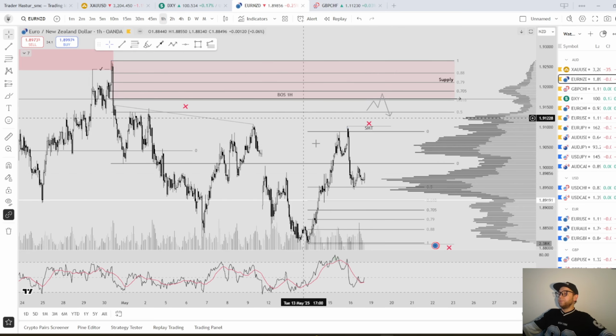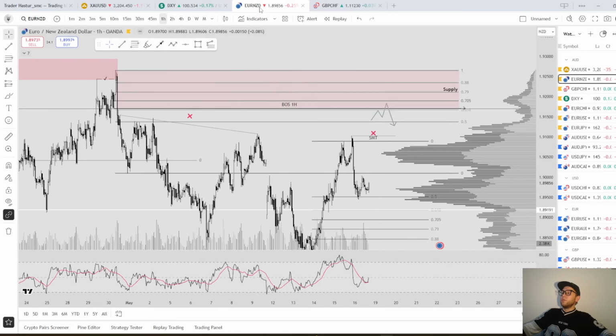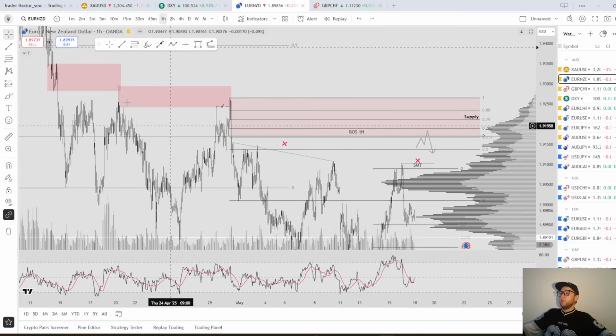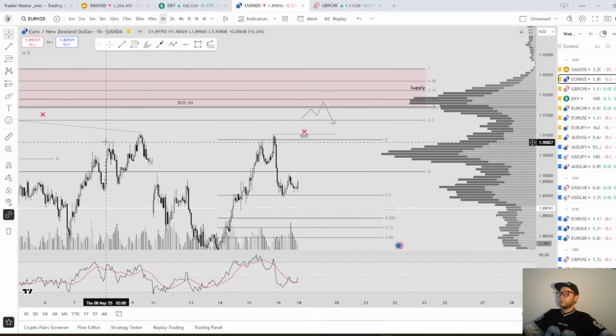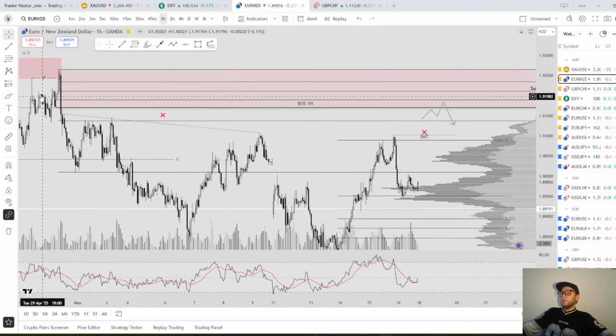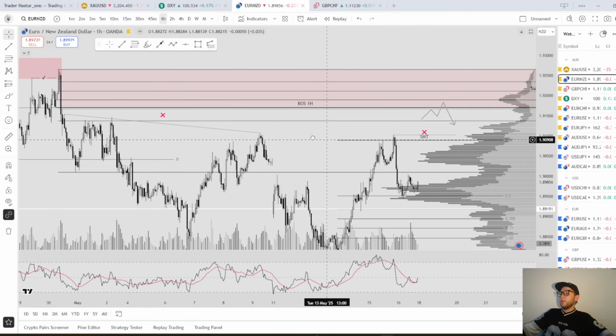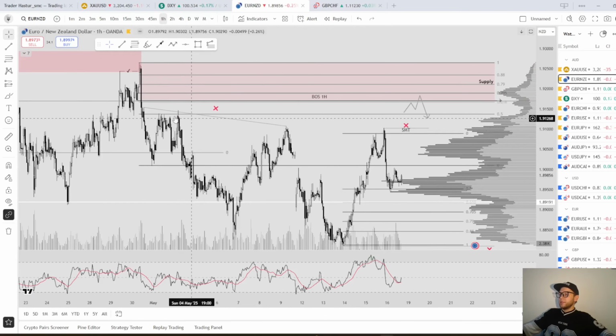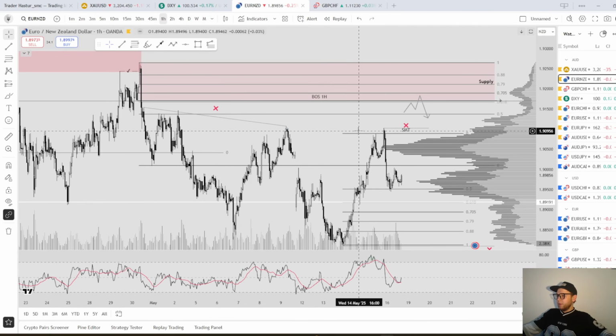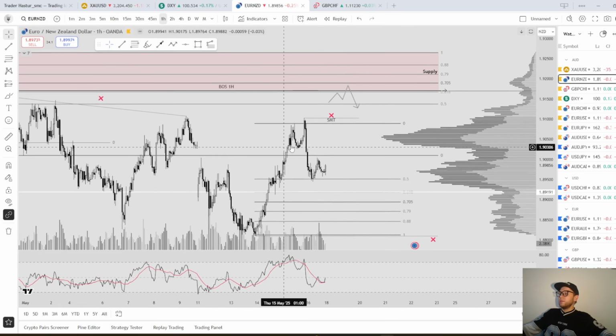And yeah, EURNZD. Now we are in bearish order flow. Price grabbed liquidity here. We have a breakout of market structure on the 1 hour time frame. This is our mini boss, and price builds liquidity and gives us a fake out break of market structure.